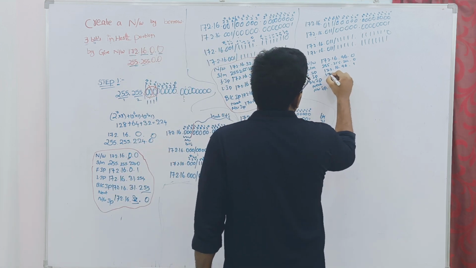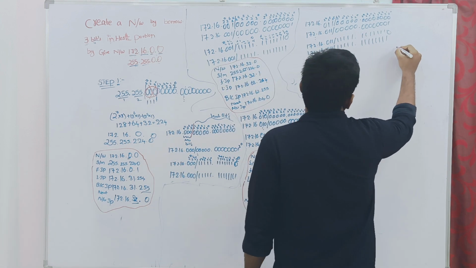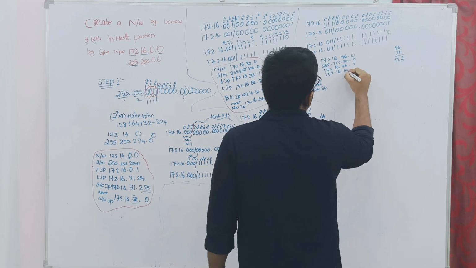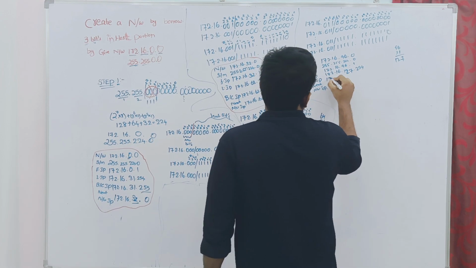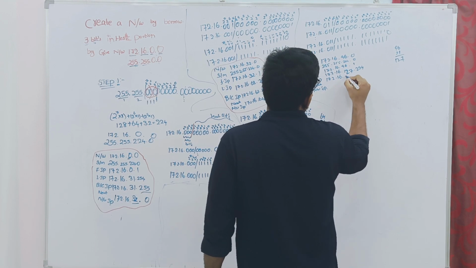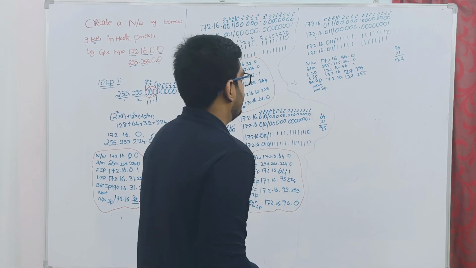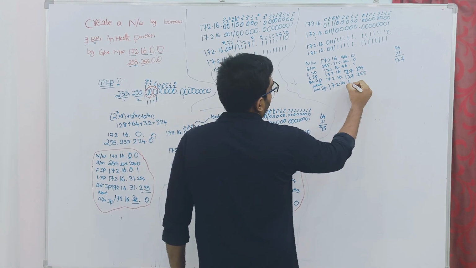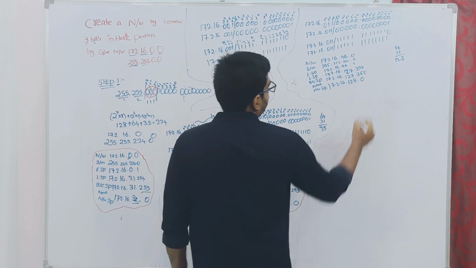So 172.16 dot, which is 96 plus 31, 127, 254. Broadcast IP is 172.16.127.255, and the next network IP will be 172.16.128.0.